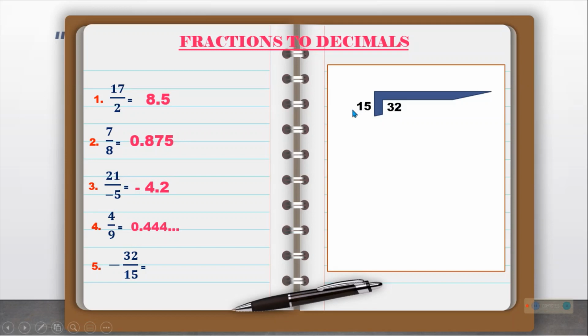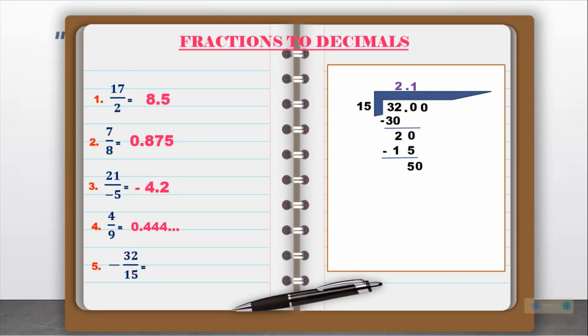So 32 divided by 15 is equal to 2. 2 times 15 is 30. 32 minus 30 is equal to 2. So 2 divided by 15 cannot be. So we will add decimal point again and then 0. 20 divided by 15 is equal to 1. 1 times 15 is 15. 20 minus 15 is 5.